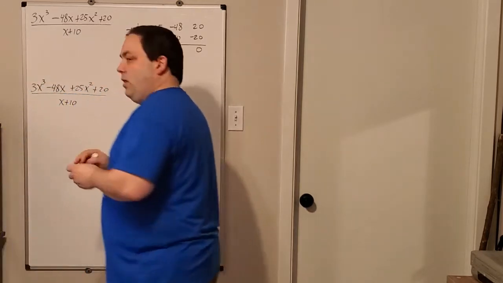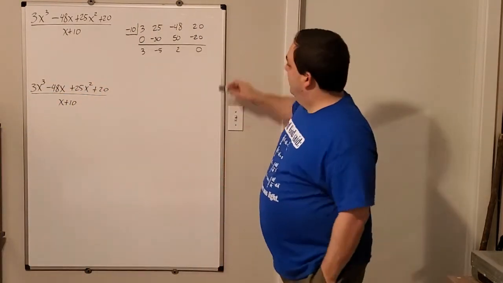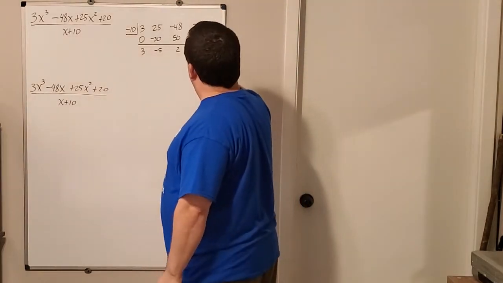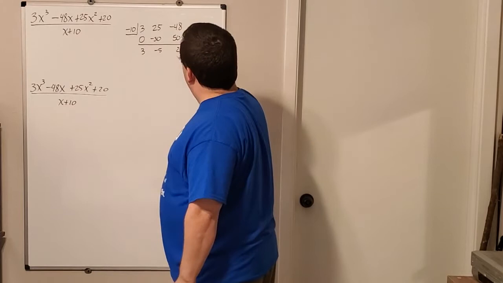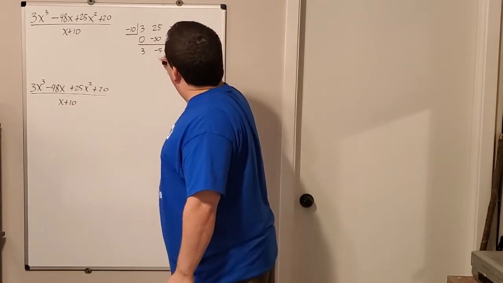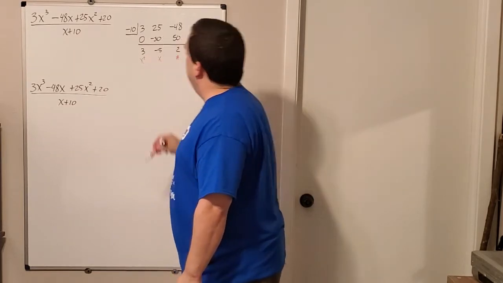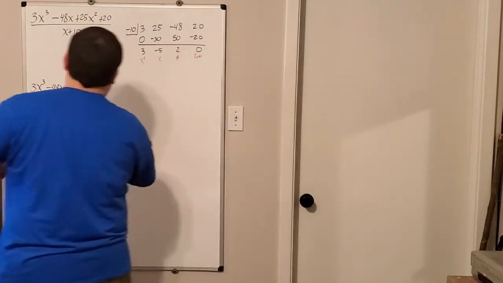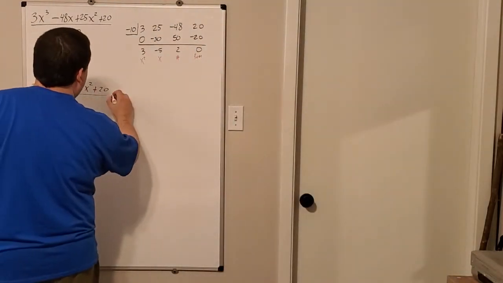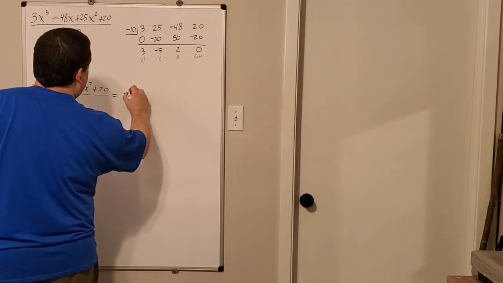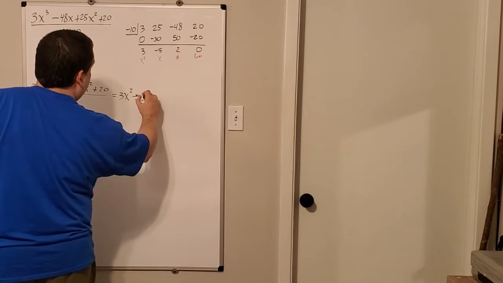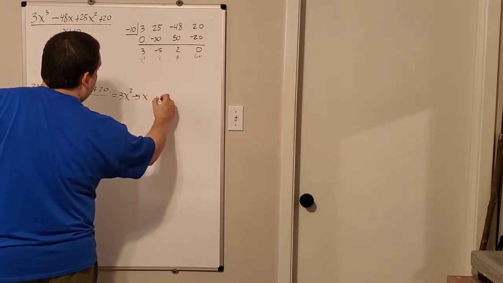Now let's count out our spots here. Here's the remainder in the first spot. This is the remainder. So then this is the number. Here's the x. Here's the x squared. So the final answer on this one is 3x squared minus 5x plus 2.